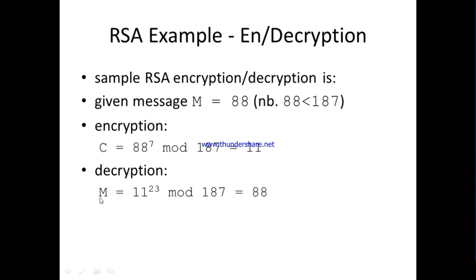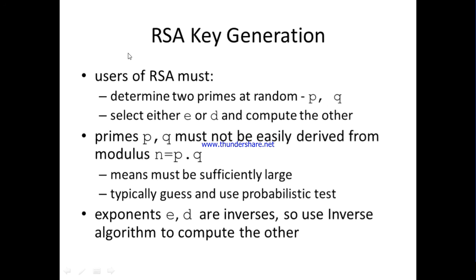To perform decryption, C power D mod n, where C is 11, D is 23 and n is 187, you will get 88. So these can be used as the encryption and decryption keys. This is how encryption and decryption are performed in the RSA algorithm.